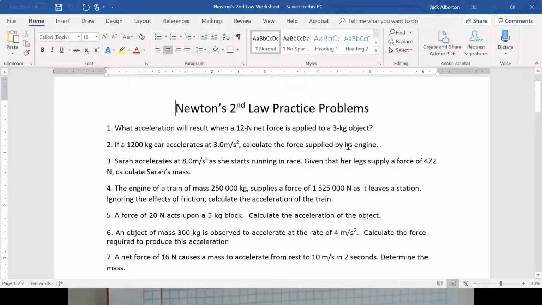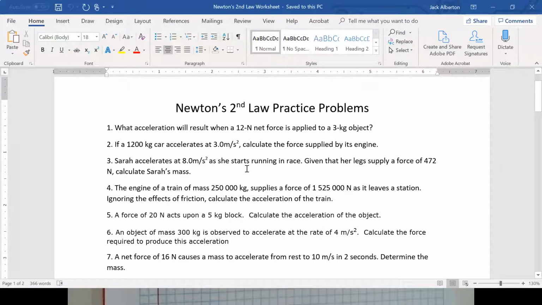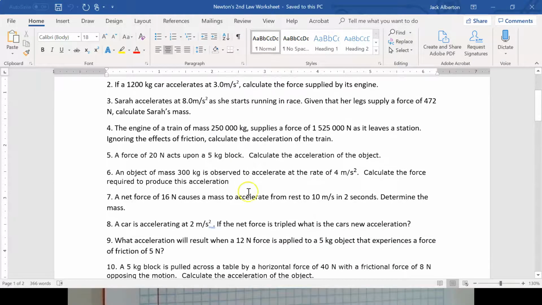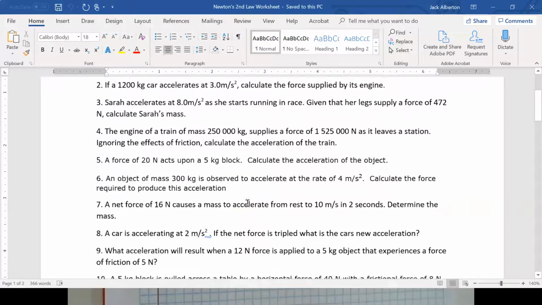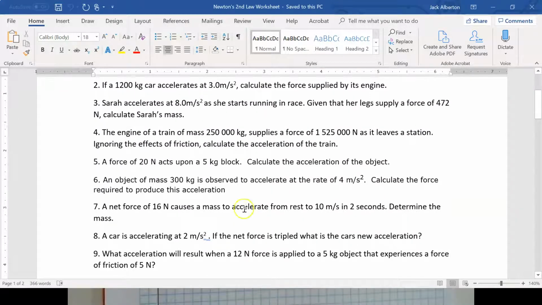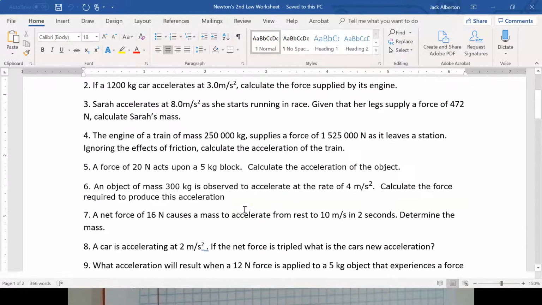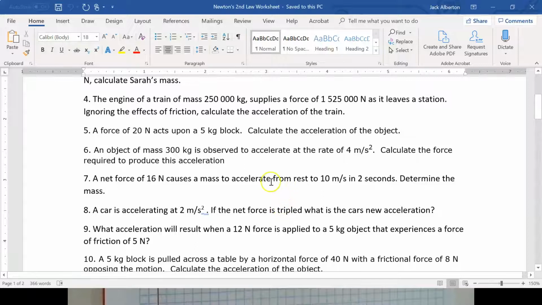Okay, next one. Sarah accelerates at 8 meters per second squared as she starts running. That one's pretty much the same, but you just rearrange to find the mass. I want to do one that's slightly different, which is question 7. In 7, they don't actually tell you the acceleration.